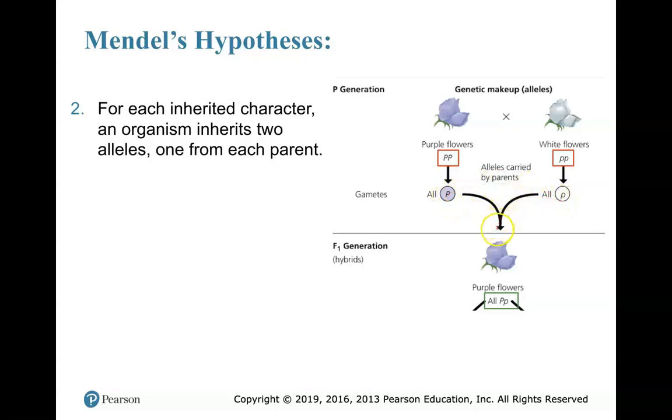An offspring is going to inherit an allele from each parent. One parent gave the uppercase P allele. The other parent gives the lowercase p allele to that offspring.